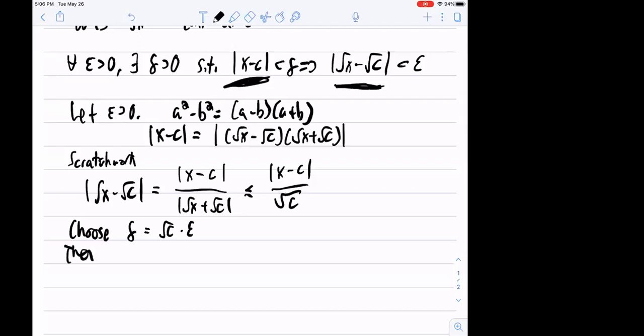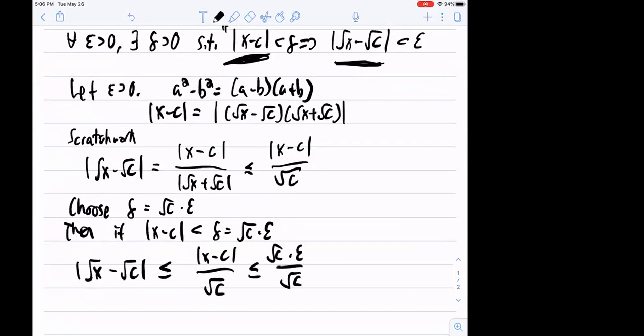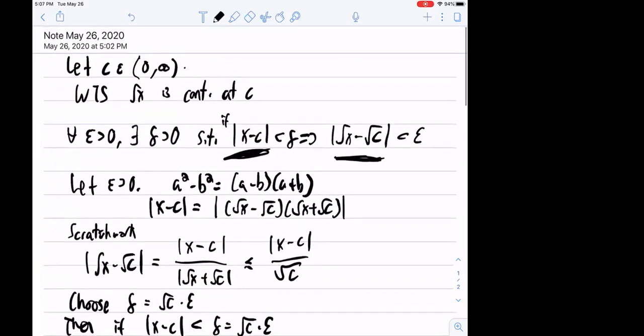Then, if absolute value of x minus c is less than delta, which is root c times epsilon, from the scratch work we have root x minus root c is less than or equal to x minus c over root c, which is less than or equal to root c times epsilon over root c, which is epsilon. It doesn't really matter, it's less than or equal to. And then we're done, for the case where c is between 0 and infinity.